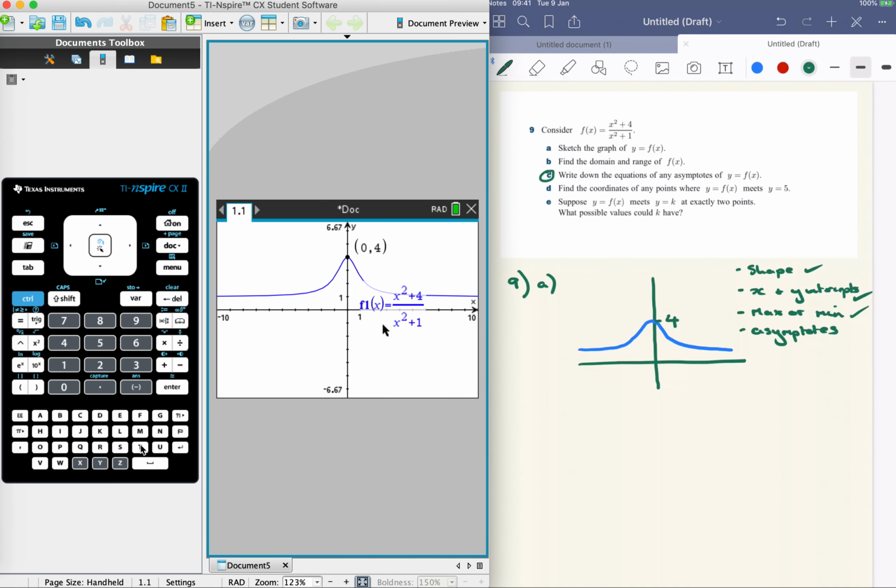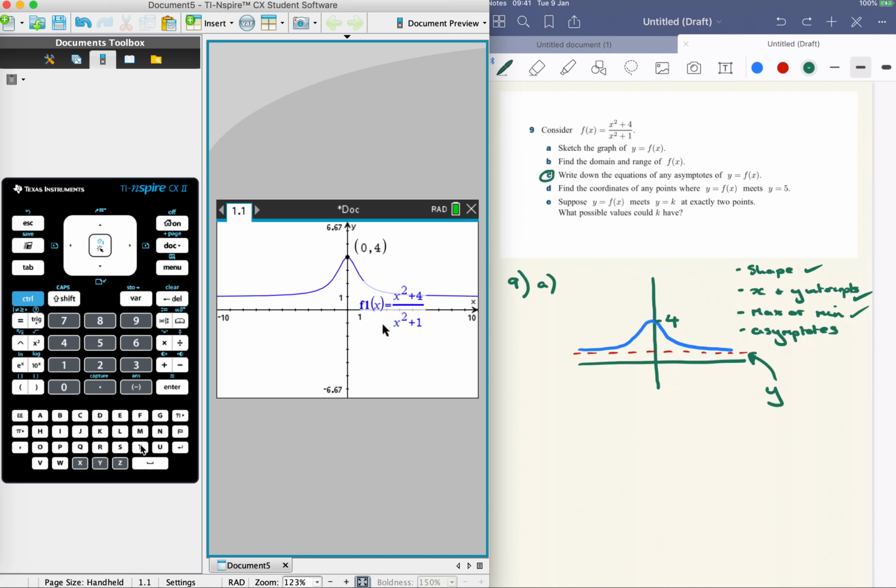So I can label on here my asymptote. I might just do it in a different colour just because I can. And there's my asymptote, which I'm going to label that asymptote as x. Ooh, actually, no.